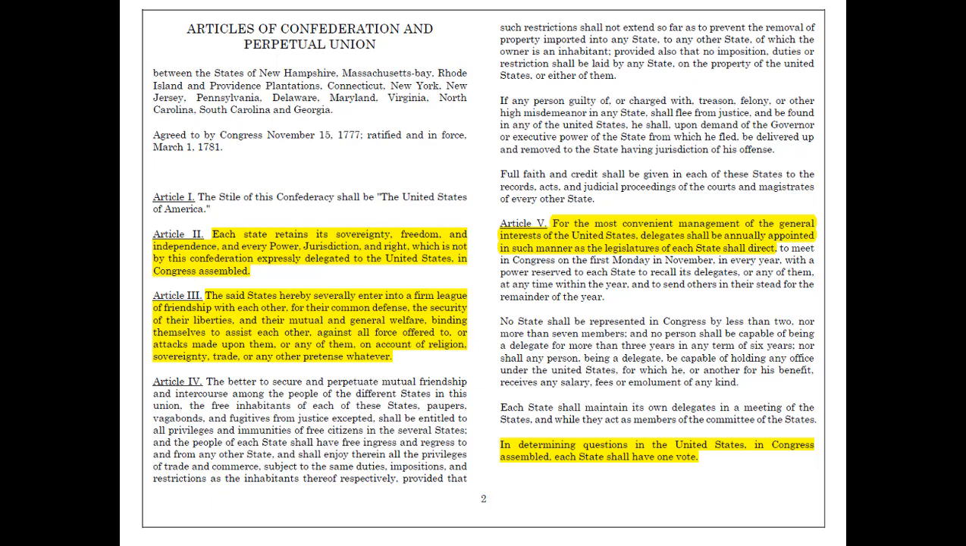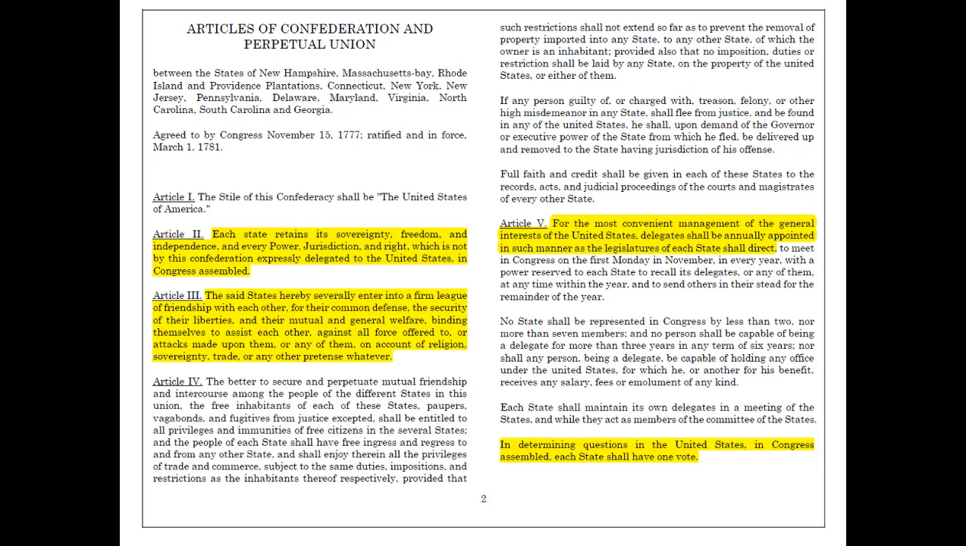It does not matter how many delegates each state sends, because each state only gets one vote in the final highlighted passage. In determining questions in the United States in Congress assembled, each state shall have one vote. So, the people, figuratively, are not represented by the Continental Congress. It does not purport to represent the people. The people do not elect the delegates to the Continental Congress. Rather, it is the states that are represented in the Continental Congress as corporate bodies. So each state gets the same vote.